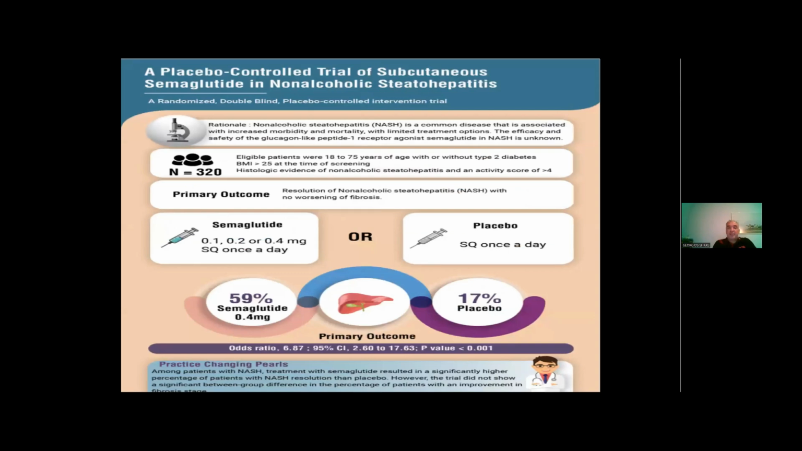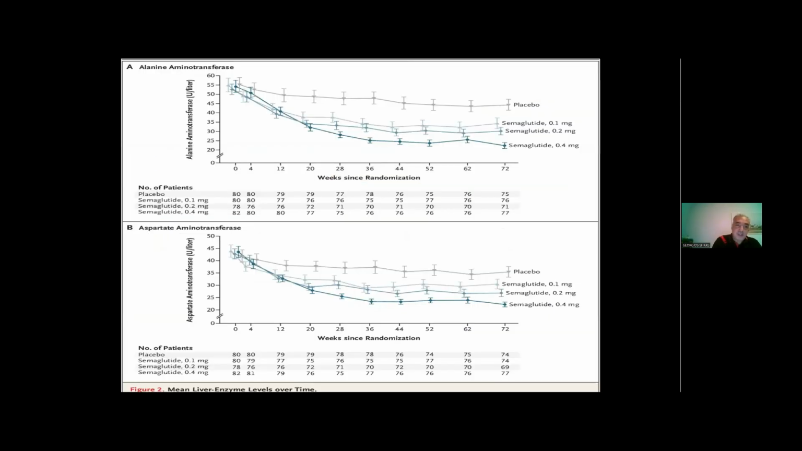And then we proceed to another very recent trial, which brought new hope. A placebo-controlled trial of subcutaneous semaglutide, the most popular drug of our time, in non-alcoholic steatohepatitis. These researchers used different dosages of semaglutide, 0.1, 0.2, or 0.4 milligrams once a day, controlled with placebo. And they showed that when they reached 0.4 milligrams of semaglutide, there was a 59% hepatic amelioration compared to 17% with placebo.